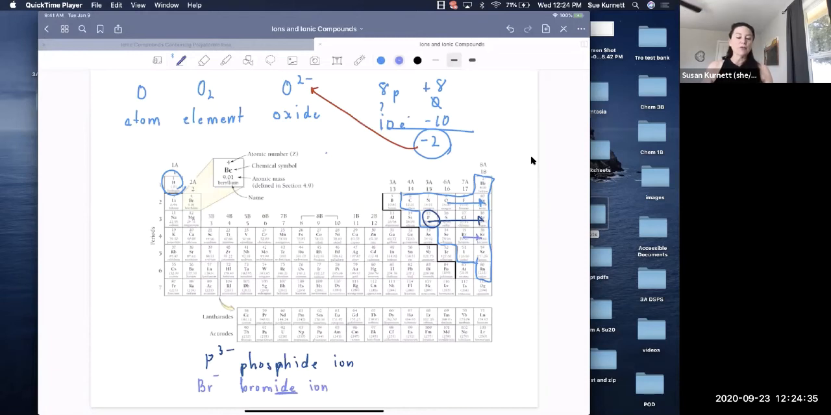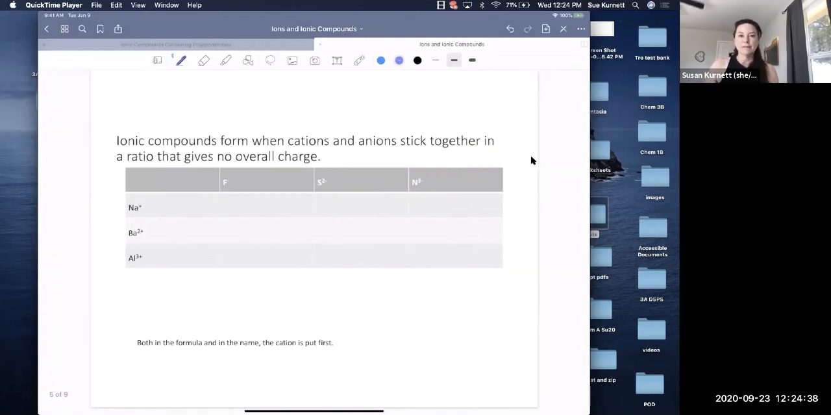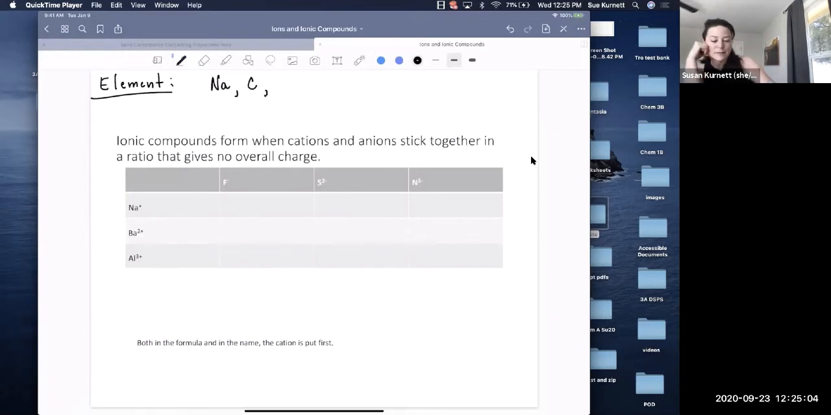So now I'm going to show you a grid that is an example of how to put these things together to make compounds. So an element is 1 capital, no charge showing. And so right now I just want to remind us what elements are. Sodium is an element. Carbon is an element. Oxygen is an element. Phosphorus is an element. These are elements because there's 1 capital, no charge showing.